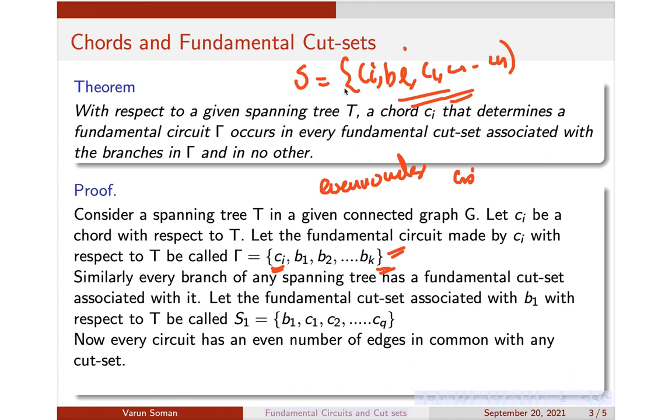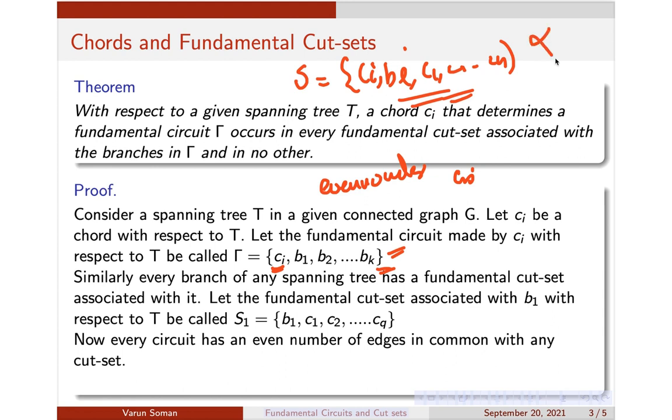Why is it so? Because already Ci is there, and by virtue of our construction, none of the branches can happen in this fundamental cut set, and similarly none of the chords can be part of this fundamental circuit, and hence we can say that there is only one edge in common, and therefore such a cut set cannot exist.